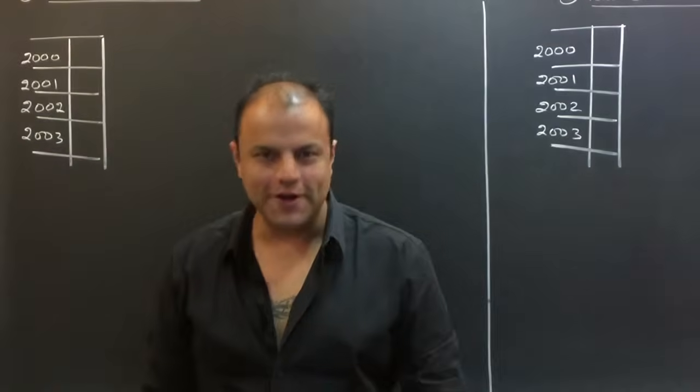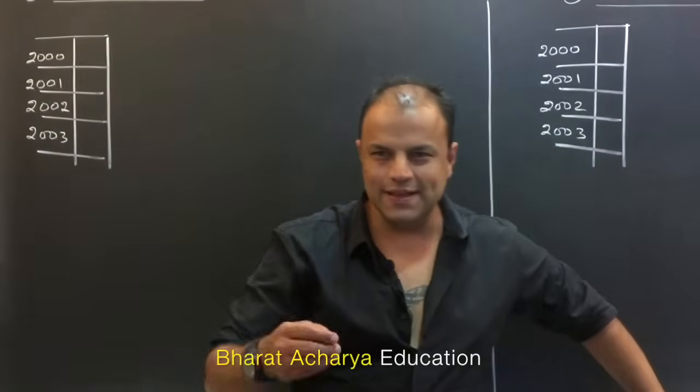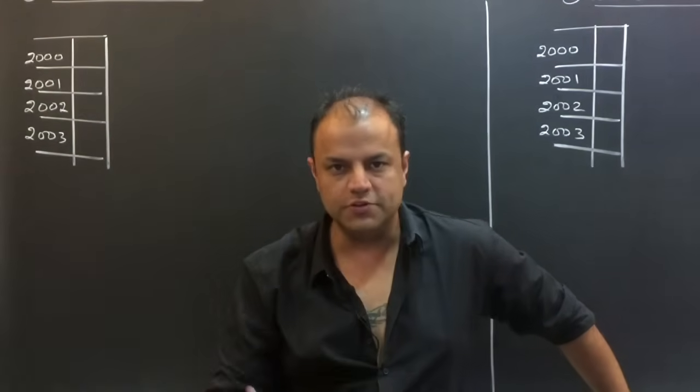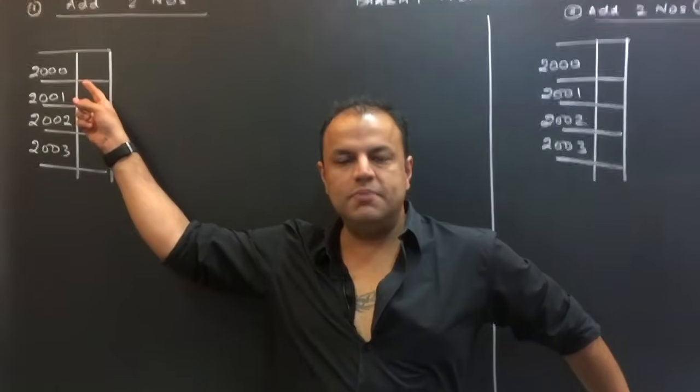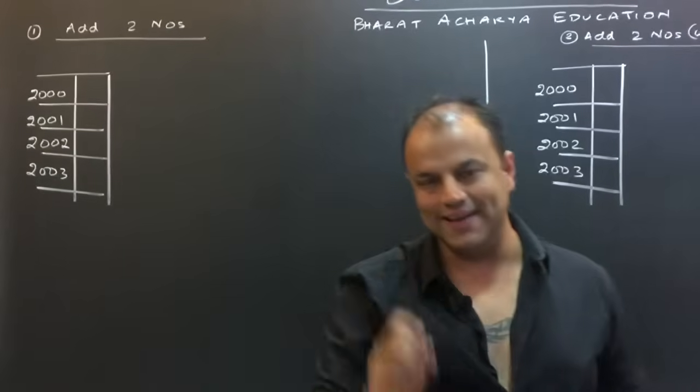Now we begin. Our first program is to add two numbers. This is how the question will be there in the exam: write a program to add two numbers. Either they will give the addresses or you assume. So let's say the numbers are stored in memory at locations 2000 and 2001. Both of them contain 8-bit numbers.